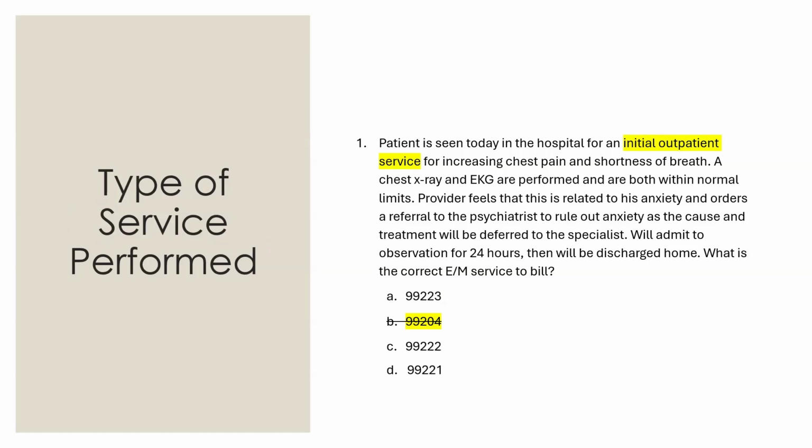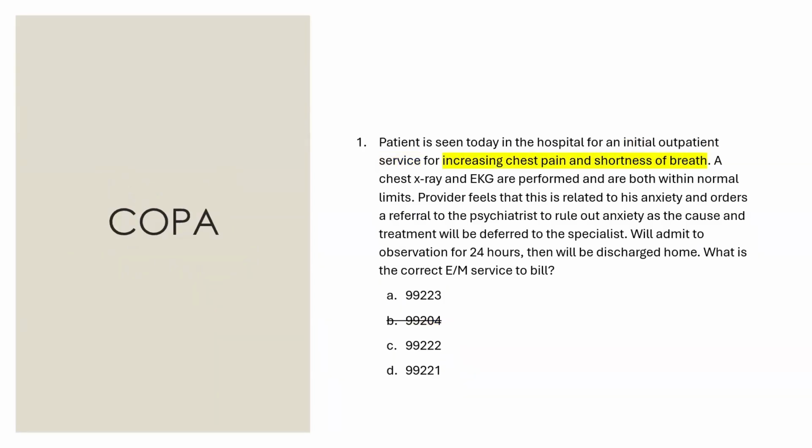99204 is a new patient office or outpatient service, which immediately eliminates one of the answers. Now we're going to look at complexity of problems addressed. When you are looking at this case scenario, we see that the patient presents with increasing chest pain and shortness of breath. So the next thing to consider is what is our complexity of problems addressed? And if you're familiar with the medical decision-making table, we are going to get to that soon.